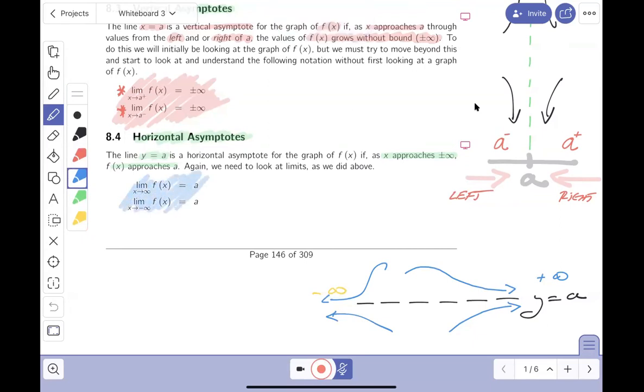I'll read it to you. The first one says the limit as x approaches infinity of f of x equals a. That means it's asymptotic to a. The next one says the limit as x approaches minus infinity of f of x equals a. That means it's asymptotic with a. Let's go to the next page.